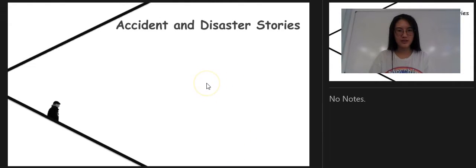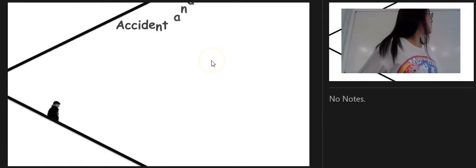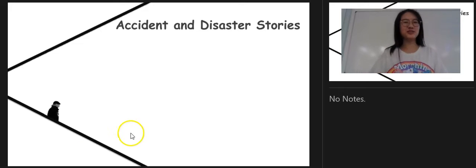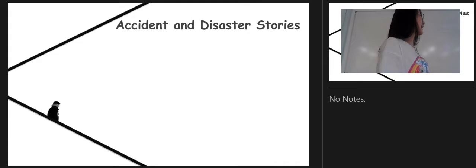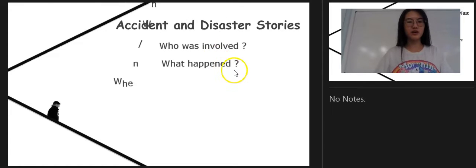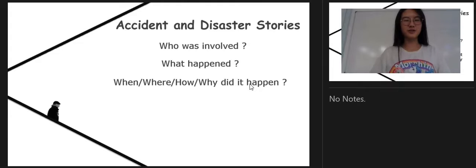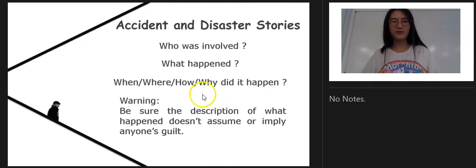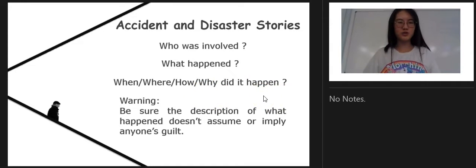First, I'm going to talk about some different articles that you need to face when editing. The first one is the accident and disaster stories. You need to focus on the following questions, such as who was involved, what happened, when, where, why, and how did it happen. And you need to be sure that the description of what happened doesn't assume or imply anyone's guilt.